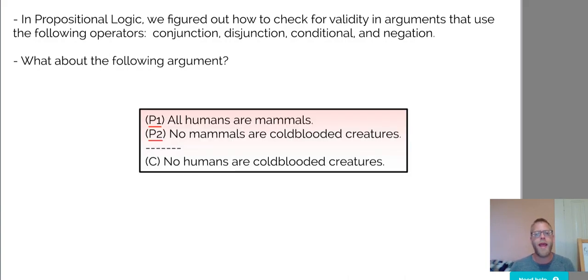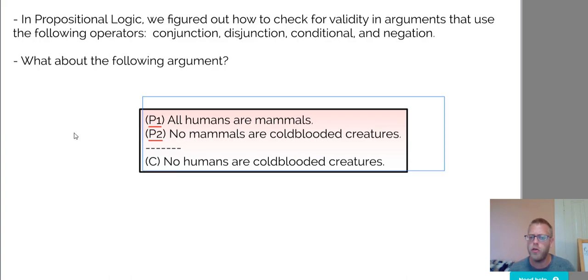All humans are mammals. No mammals are cold-blooded creatures. Well, what follows from that? If it's true that all humans are mammals, and they are, if it's true that no mammals are cold-blooded creatures, I'm not sure, there might be exceptions to that, but we're just asking the question if it were true. Right? If it's really true that all humans are mammals and none of them are cold-blooded, well, then it would mean that no humans are cold-blooded either. Right? So that's a perfectly valid argument, but it's not using those operators.